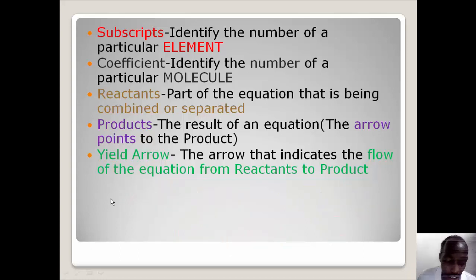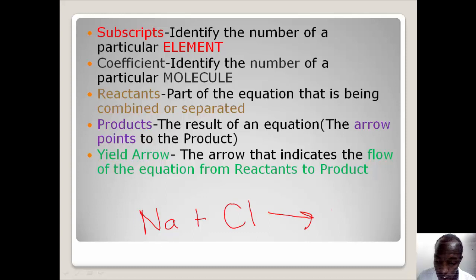So then we have reactants and products. If we go and look at an equation, Na plus Cl yields NaCl. Reactants are the part of the equation that is being combined or separated, and it's typically the side the arrow points away from. So here you have the arrow pointing this way. Whatever the arrow is pointing away from, that's the reactants. For this equation, this is the reactant.